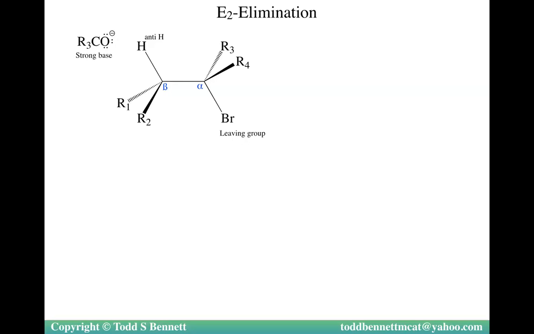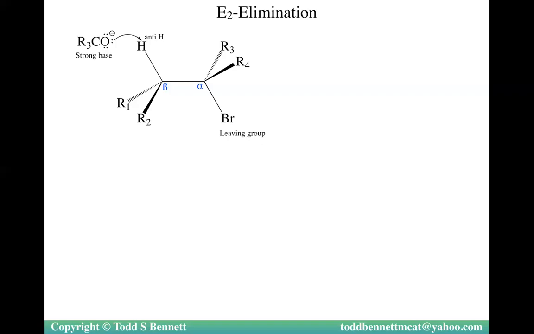Strong base will come in. That's what we had before. I'm going with a strong bulky base. The bulkier it is, the less likely it can substitute. So because of that, we kind of lock it in. So a couple things: a really bulky base that can't be a nucleophile, or high temperature. Both of those should be telltale features of elimination.